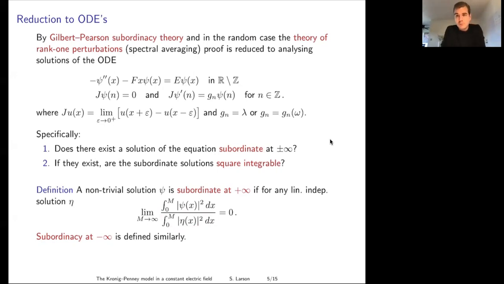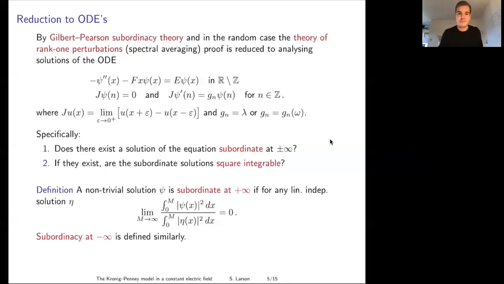Now, what Gilbert-Pearson subordinacy theory tells us is that if, considering a fixed energy E, there exists a direction, either towards plus or minus infinity, where there does not exist a subordinate solution, then you're in the setting of absolutely continuous spectrum. If there exists a solution which is subordinate in both directions, then you're in the setting of singular spectrum. And whether it's singular continuous or pure point is determined by whether this subordinate solution is actually L2 or not. If it's L2, we have an eigenfunction, and then we have pure point.